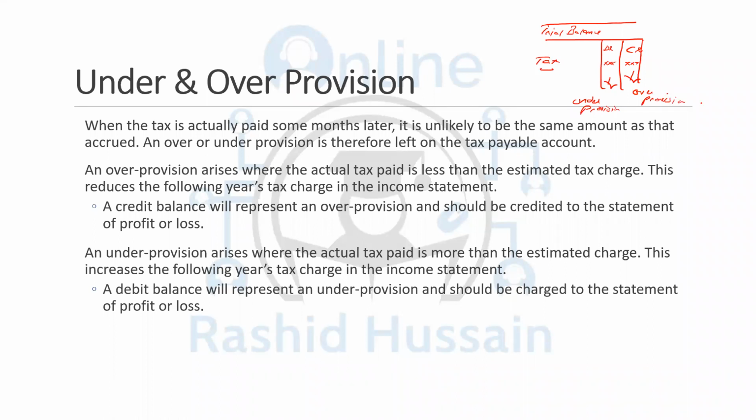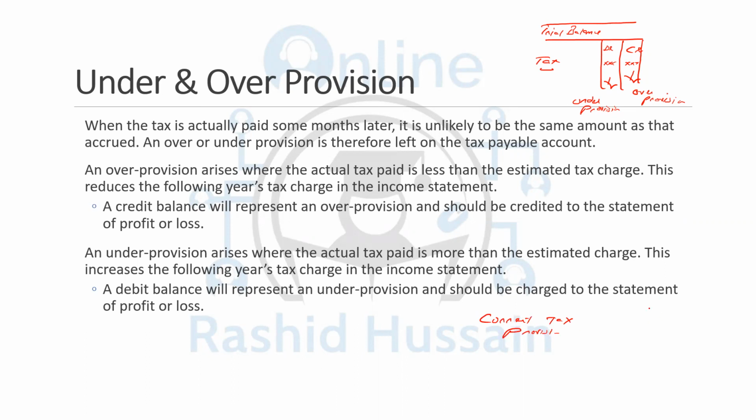So in most of the questions, the examiner is not going to tell you whether it is an under provision or over provision. They will simply write in the exam, the balance in the trial balance represents under or over provision. So if you see that the balance is on the debit side of the trial balance, this represents an under provision. If you see the balance is on the credit side of the trial balance, this represents an over provision.